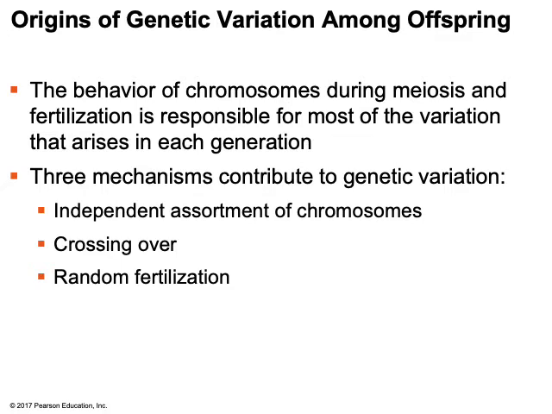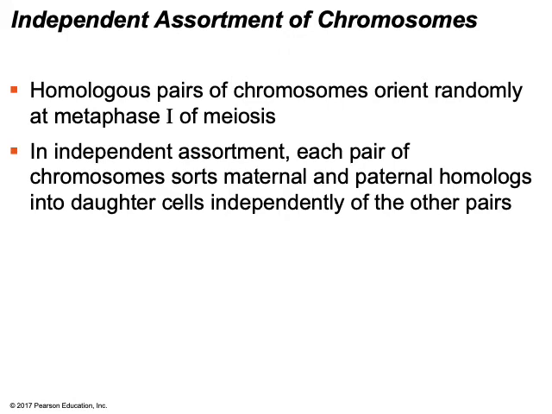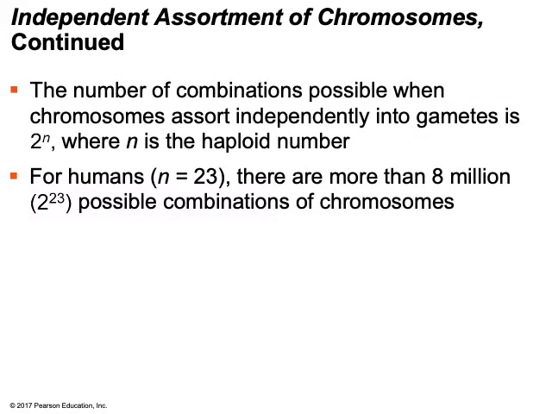Okay, so let's start with independent assortment of chromosomes. What it means is that during meiosis 1, during metaphase specifically, how those homologous chromosomes are oriented on the metaphase plate is going to be random. And so that means there is independent assortment. Whether or not you get chromosome 1 from dad or mom does in no way affect whether or not you get chromosome 2 from dad or mom. Okay? So, what's the net effect of that? Well, that means that each chromosome is a coin flip, whether you're going to get dad's or mom's.